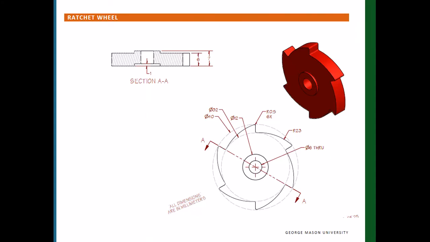Alright, welcome mechanical engineering students. In this example exercise, we will create this part known as a ratchet wheel. And on the front view here, we see a two-dimensional sketch and a few items to point out.